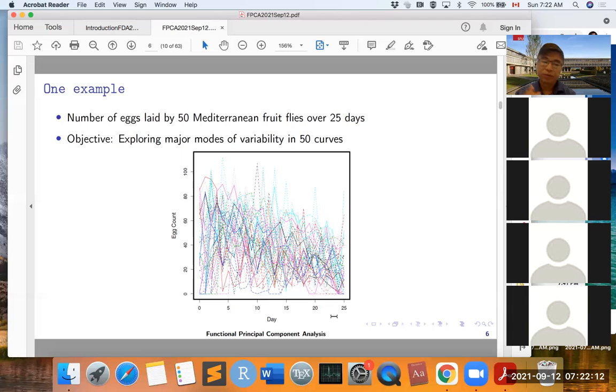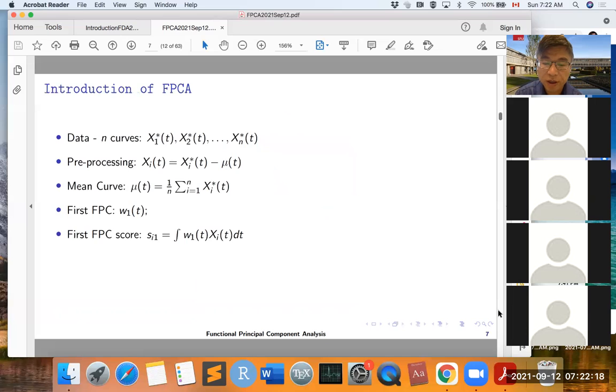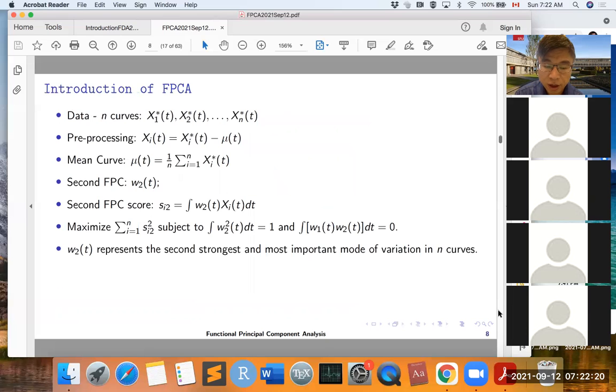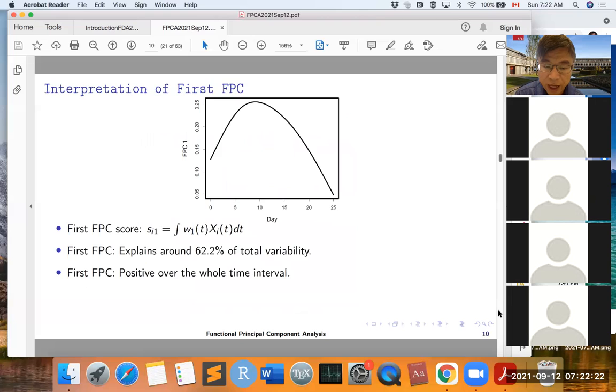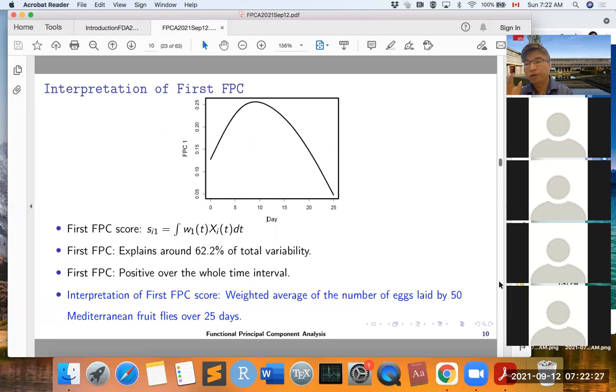This is the beauty of the FPCs. So the first FPC score is a weighted average, and it puts the highest weight on the part of the curve with the largest variation. So this is the interpretation for the first FPC score. Is this clear? Any questions?